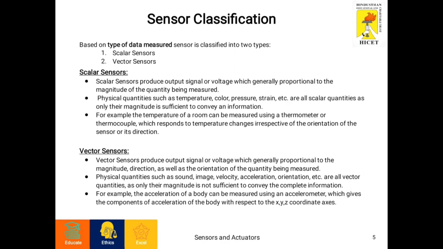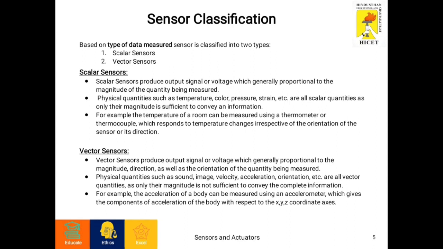The sensor can be miniaturized because of a simple structure and is the best for the usage of gripping force detection. The direction of power can be detected by using the vector sensor. Few examples of vector sensors are accelerometer, magnetic field, and motion detector sensors. For example, the acceleration of a body can be measured using an accelerometer, which gives the components of acceleration of the body with respect to the x, y, z coordinate axes.